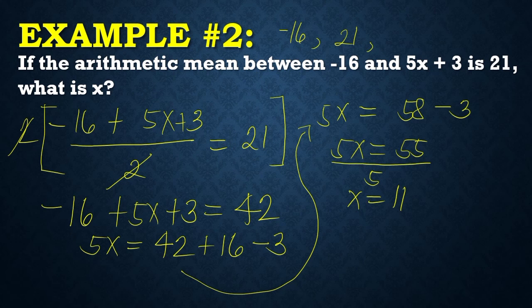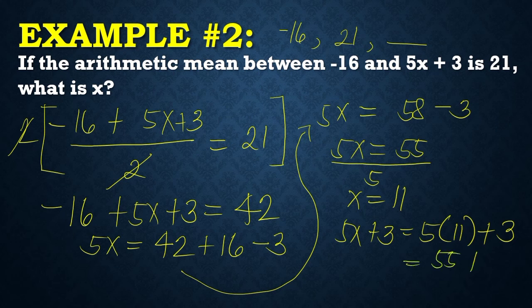And then, yung pinaka-last term natin, kailangan muna natin i-substitute yung x equals 11 sa 5x plus 3 para makuha natin. Now, 5x plus 3. Pag sinubstitute, 5 times 11 plus 3. 5 times 11, that is 55. Plus 3, that is 58. So, yung pinakahuling term natin is 58.